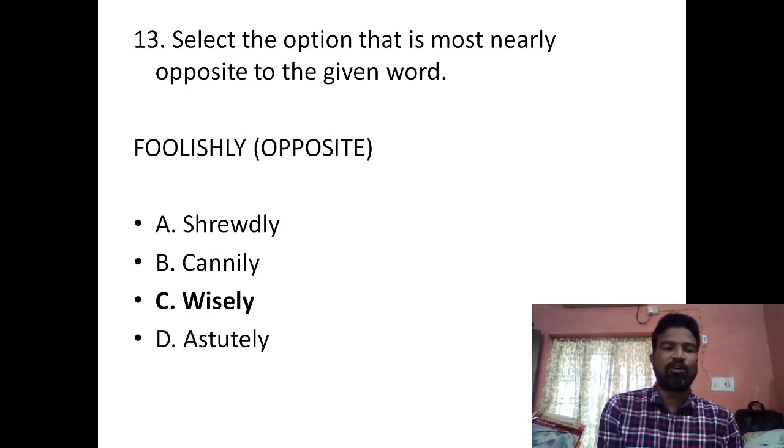Okay, with a negative thought, with an intention to cause harm, that's called canny thinking. Next, astutely. Astutely means extremely high intelligence. But in simple words, foolishly's opposite is wisely. Option C.